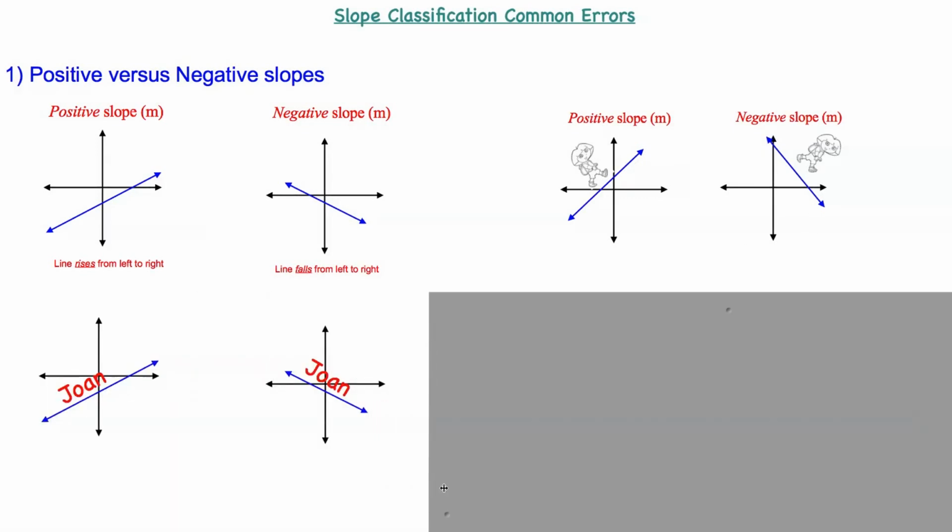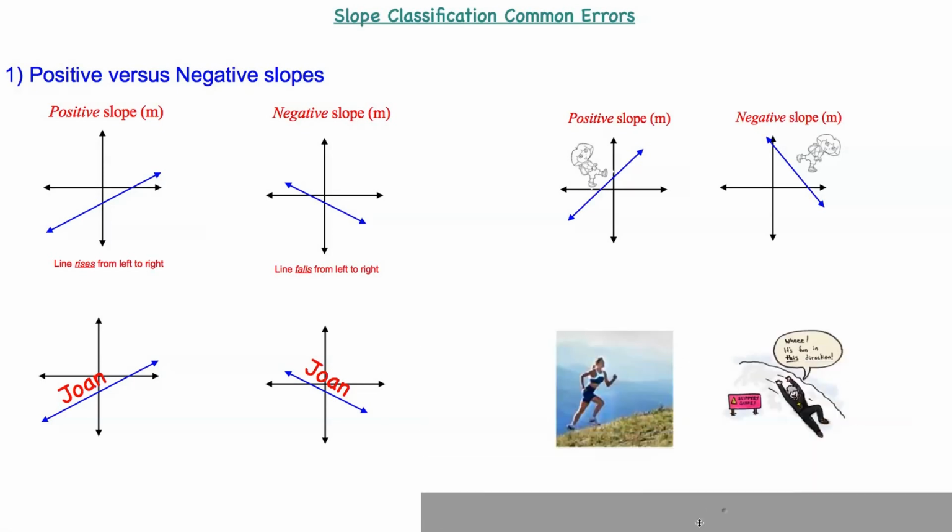Another way of thinking about it, or doing on a test or quiz, is to write your name on the line. If you are writing your name on the line and you are going uphill, then it is a positive slope. If you start writing your name and you have to write it going downhill, then that would be a negative slope. Another way to visualize it is running up a hill is a positive slope, as opposed to falling down or sliding down a hill, which is a negative slope.